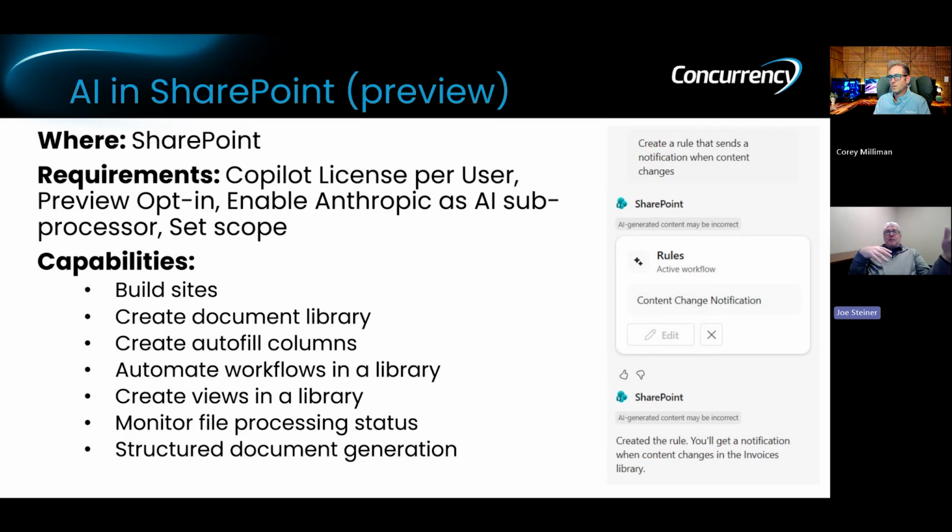I can create a document library. I can create autofill columns. So I can create some of the core SharePoint site elements in there just by using chat prompts. I can tell it to automate workflows. Here's an example on the side here where I told it to create a rule that sends a notification when content within the site changes. And so it'll create that rule.